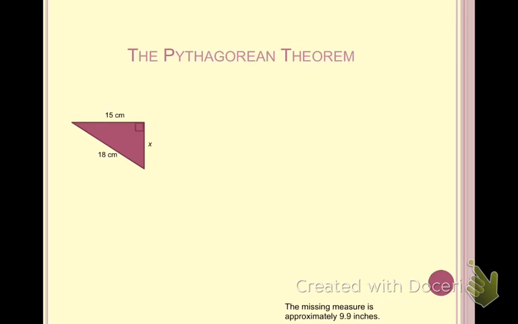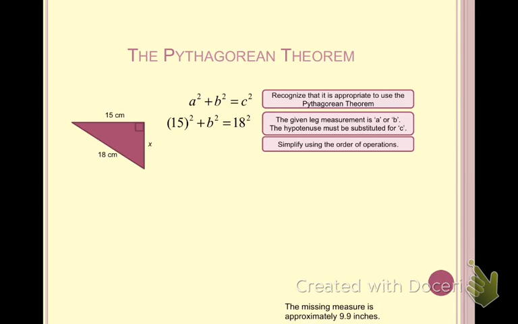Okay. Here's the next one. Notice here the missing side is one of the legs, not the hypotenuse. So again, we're going to use the Pythagorean theorem. We have a squared plus b squared equals c squared. So that means we have 15 squared plus b squared equals 18 squared. Now, it didn't really matter whether we plugged in 15 squared for a squared or b squared, but 15 had to be plugged in for one of the legs, and 18 had to be substituted in for c because 18 represents the hypotenuse.